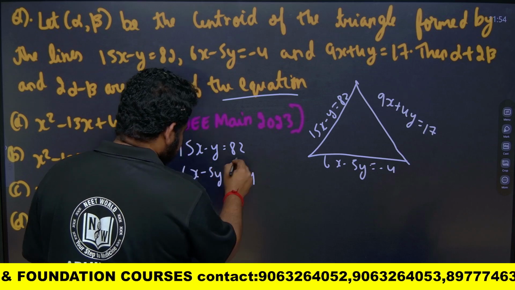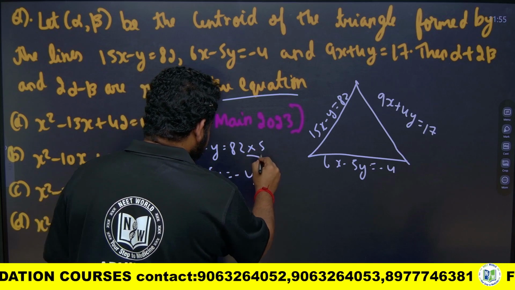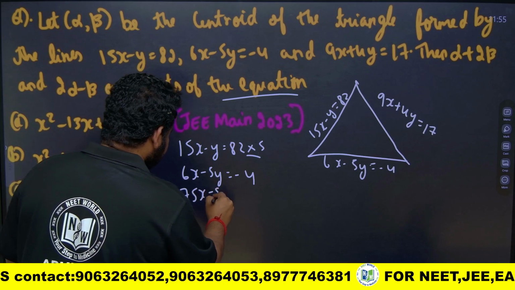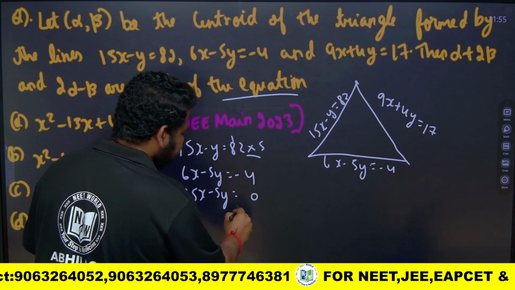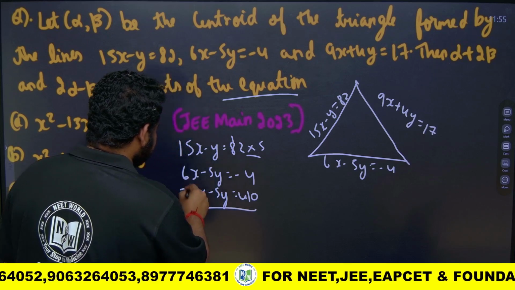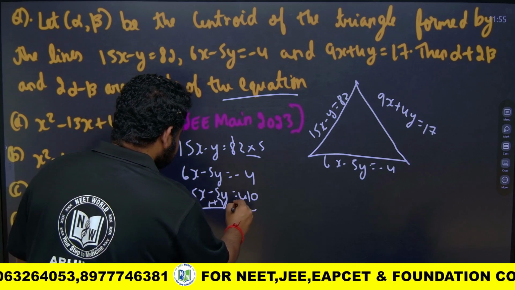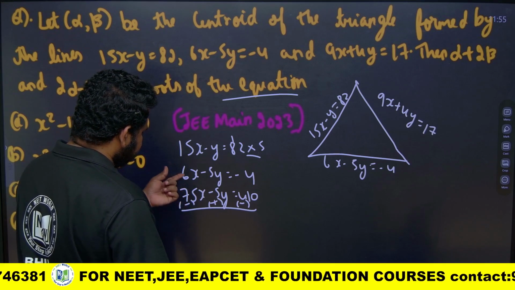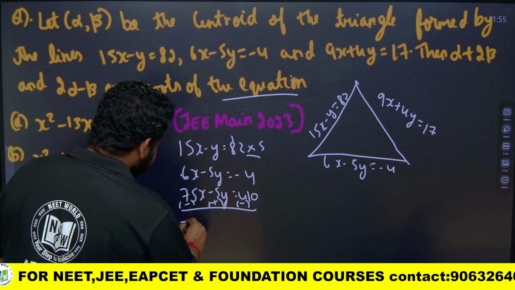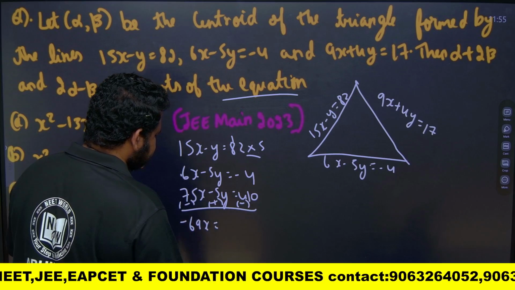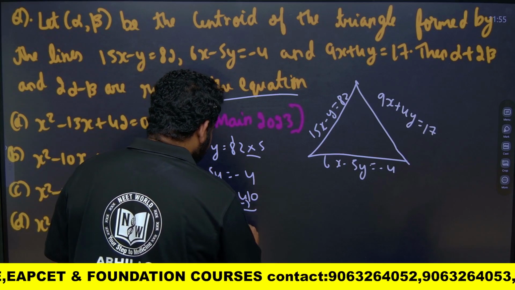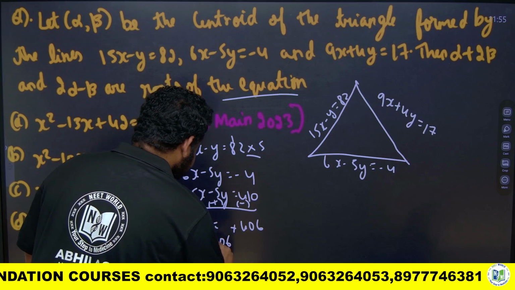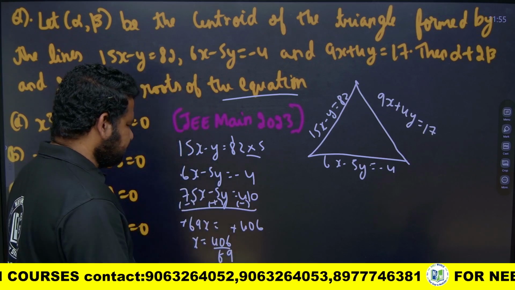So here I want 5y again. So this I will multiply by 5. So I will write it here. 5 into 15 is 75x minus 5y is equal to 5 into 82 is 410. So this I will get as, minus plus minus, 75x minus 6x is 69x, so 69x is equal to 410 minus minus 4, that is 406. Minus minus cancels. So x will be equal to 406 by 69. Now how to solve this?